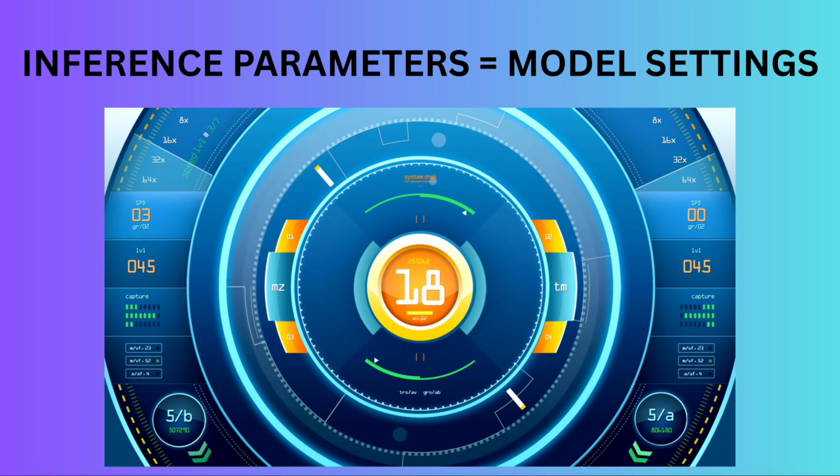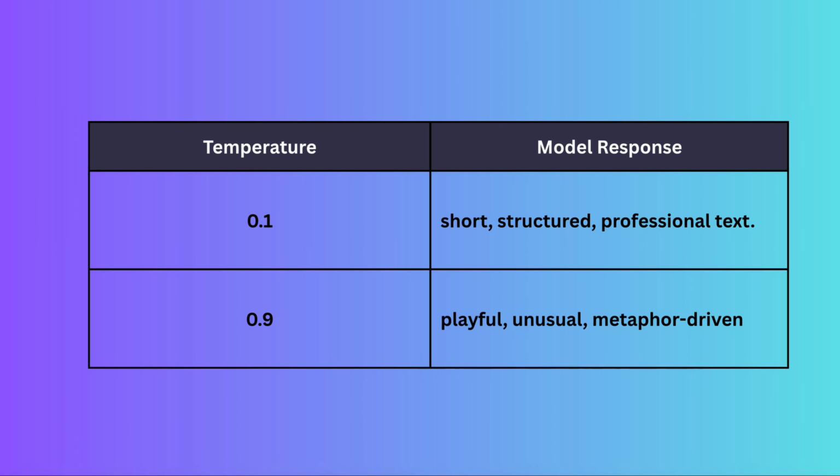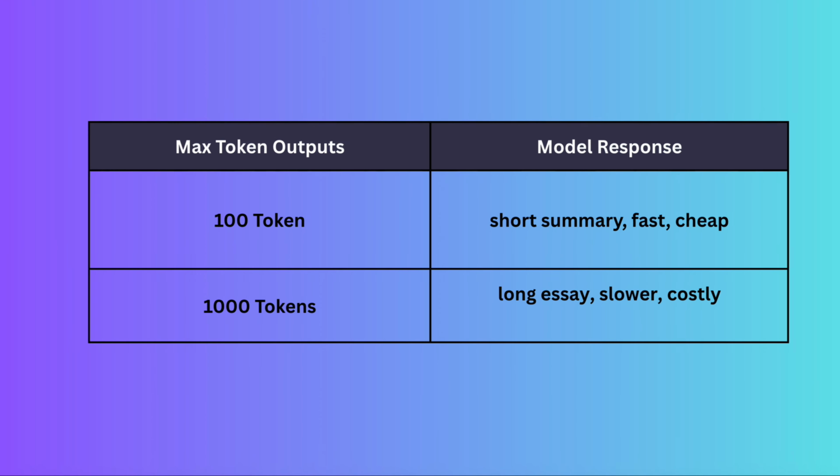These are the settings that control the model's behavior. The most critical one is temperature, which controls the creativity of the model. For a factual task like writing a technical report, you'd want a low temperature, like 0.1, to ensure predictable results. For a creative task, like brainstorming marketing copy, a high temperature, like 0.9, will give you more varied and surprising responses. Another key parameter is max output tokens, which limits the length of the model's response, helping you control cost and speed.